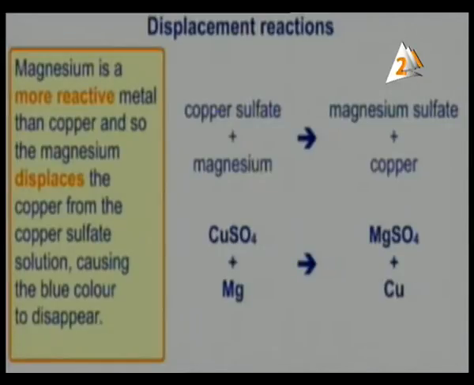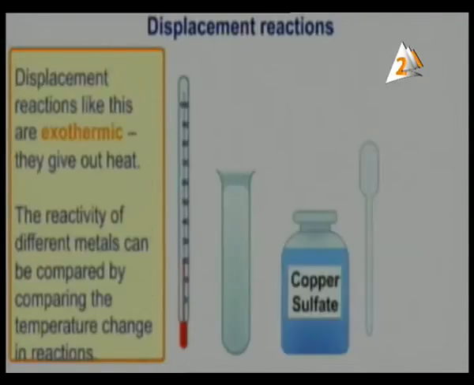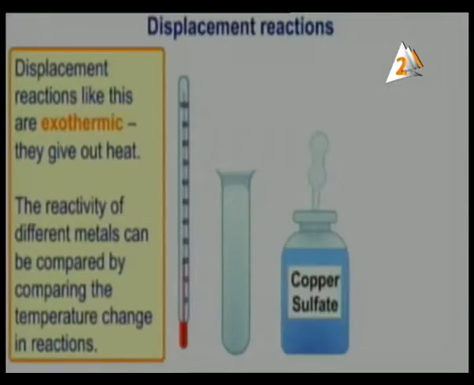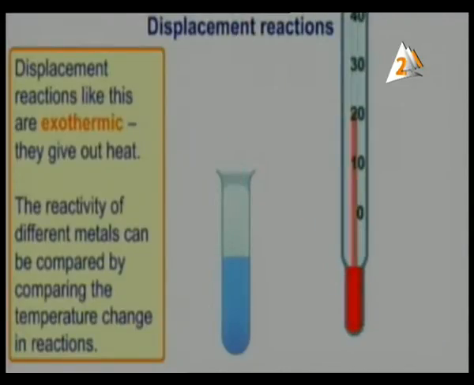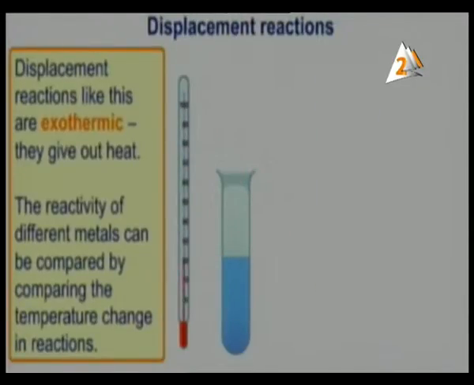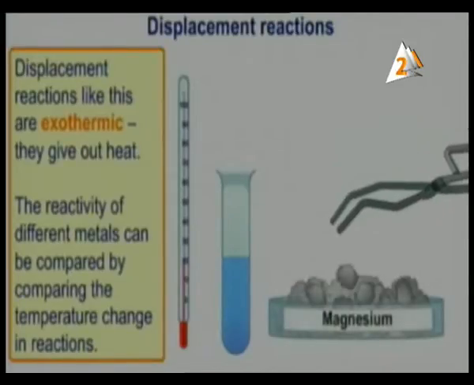What happened now? Here we have the other part of this reaction. The displacement is exothermic, giving heat energy, and we have the replacement of magnesium with copper in this solution to give the red color of copper. So the reactivity of different metals can be compared by comparing the temperature change in the reaction. The reaction is not enough like this. We must complete it and measure the temperature. If it is high, directly you say this reaction is exothermic.